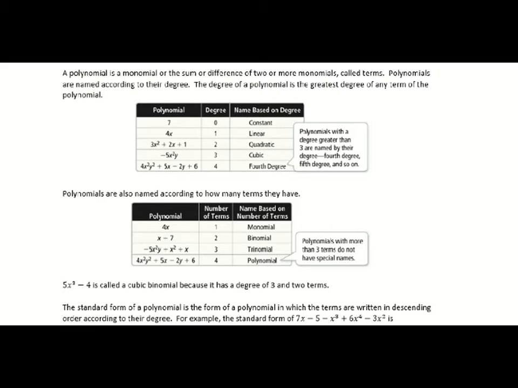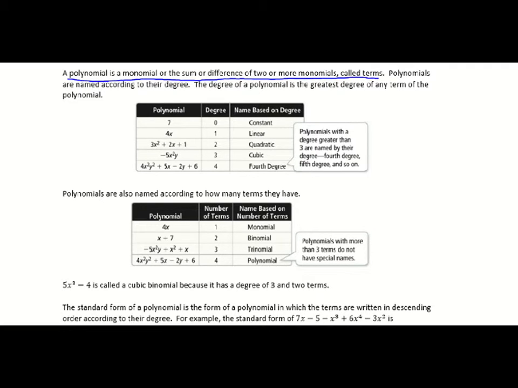Now, the last part of what we're going to look at today are polynomials. Polynomials are just bigger versions of monomials. It is when monomials are added or subtracted together. So a polynomial is a monomial or the sum or difference of two or more monomials, which we call terms.